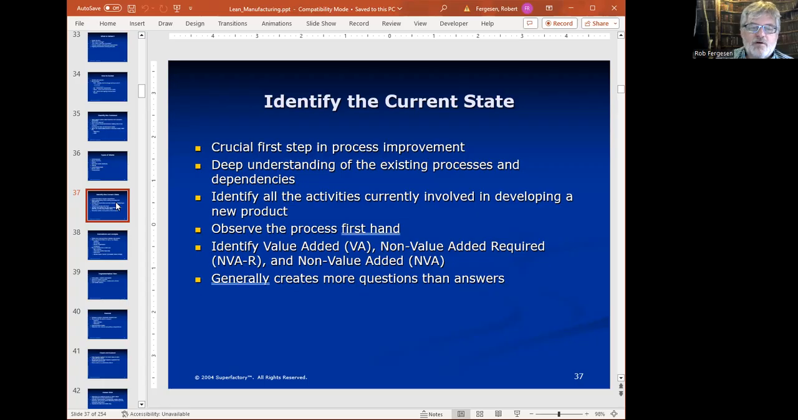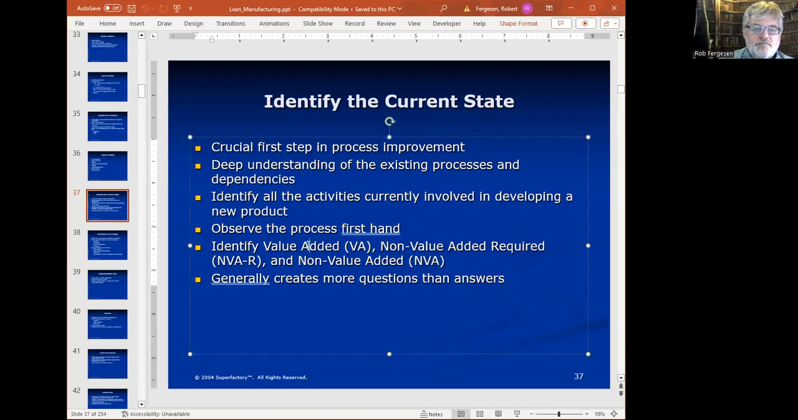So you've got to identify the current state. All these things are part of the current state, and we're going to learn about them as part of our methodology. We have to identify the value added and non-value added, but it might be required. We have to do that step just to let that product keep moving down. But then the one we're really going to attack is the non-value added, non-required. That's NVA without the R. That's what we want to really find and eliminate.